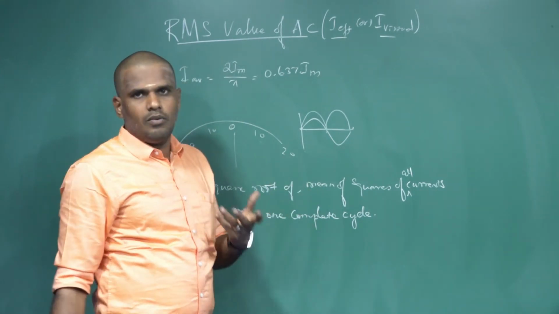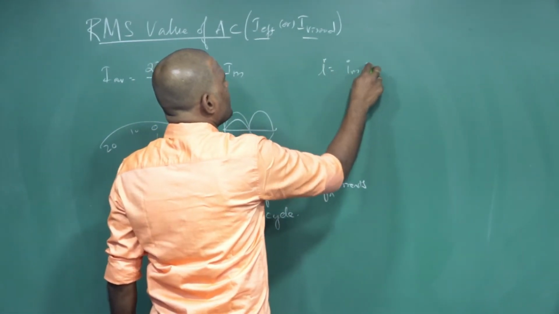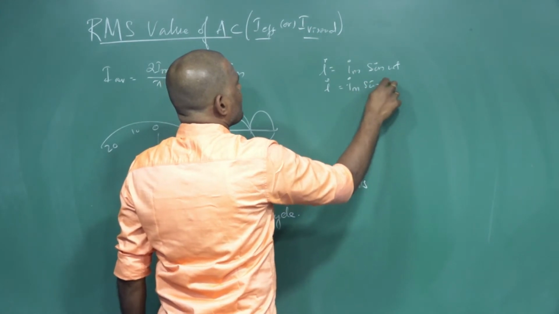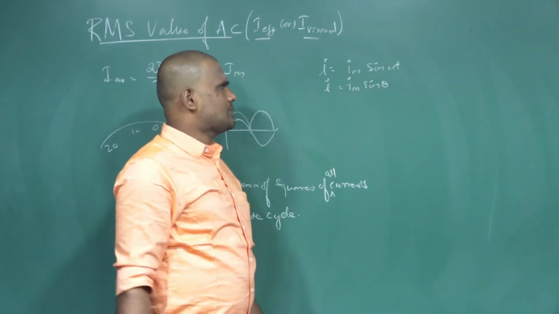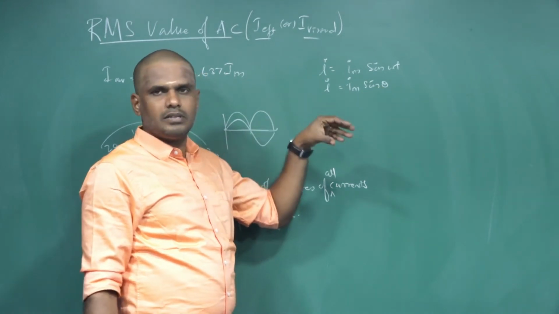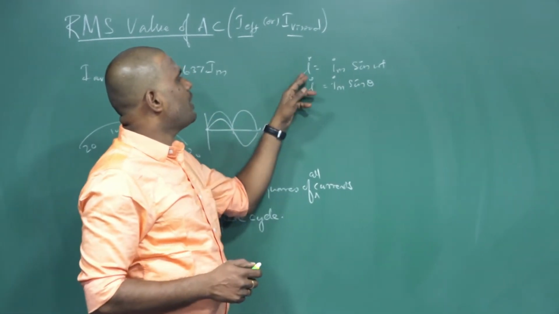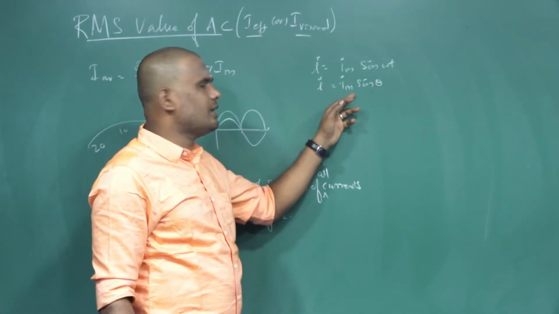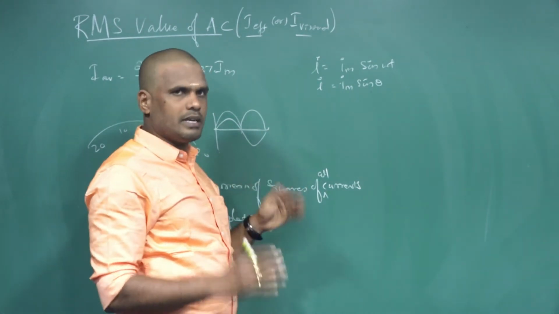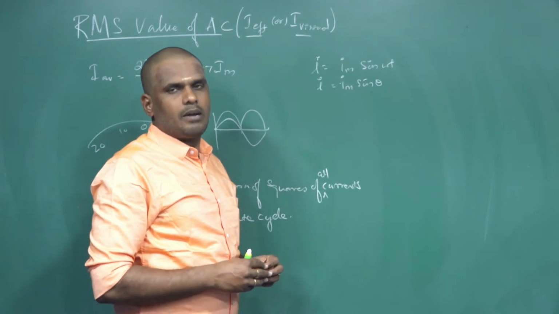As you know, how will you represent an alternating current? An alternating current is represented by I equals Im sin omega t, or I equals Im sin theta. Theta is equivalent to omega t, so either representation with sin omega t or sin theta. The alternating current is considered to be flowing through a circuit which is given by I equals Im sin omega t or I equals Im sin theta. Then you have to take the square of all the currents over one complete cycle. Then you will be taking the mean of the square of all the currents. If it is done, then you can calculate the RMS value of alternating current.